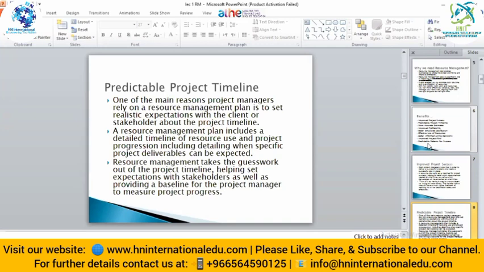So one of the main reasons project managers rely on the resource management plan is to set realistic expectations with the client or stakeholder about the project timeline. We can exactly tell, like we have 4 team members and all the persons are doing the work on that project. So these 4 persons can complete that work in 1 month. Or if we need that work in 3 weeks or 2 weeks, we can increase our team members. So we can manage the resources according to the time, and we can assure our customer as well as our stakeholder how much time will be needed if we are utilizing those resources or those teams, those employees.